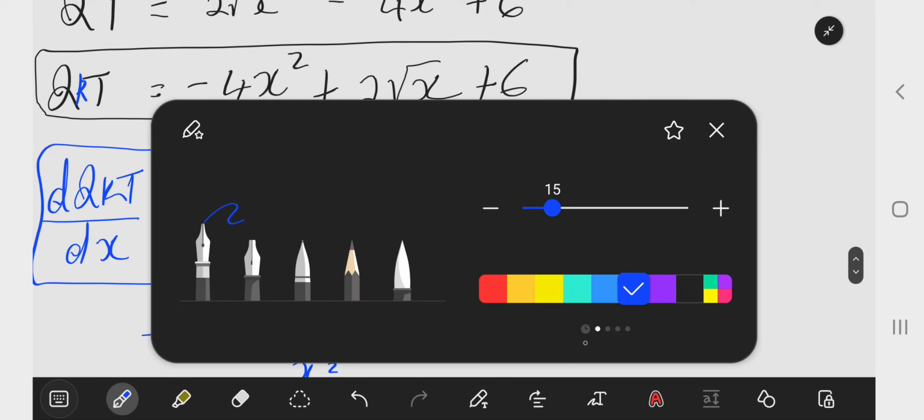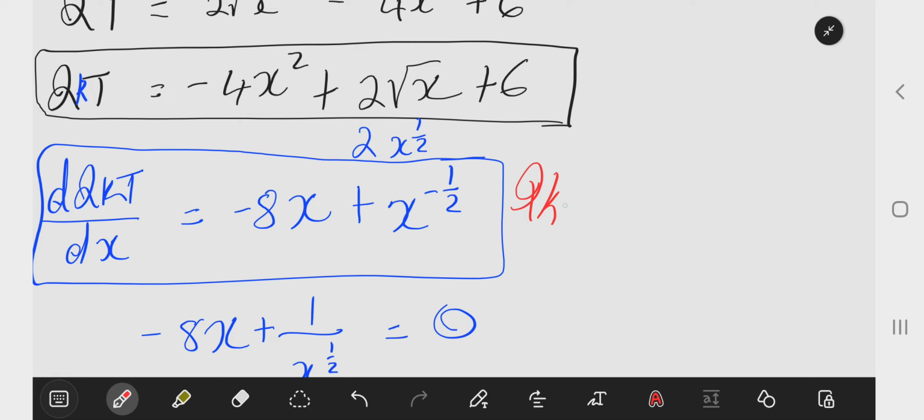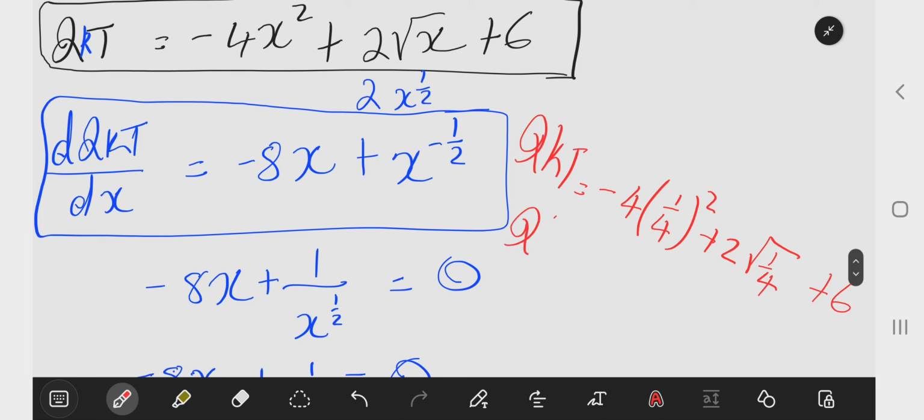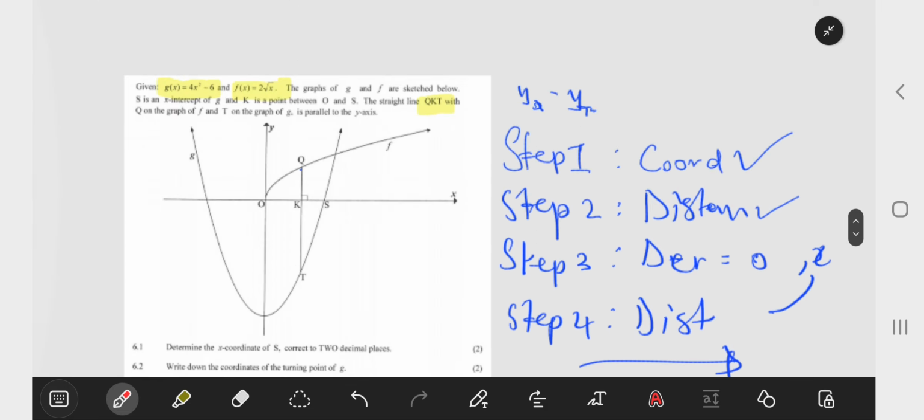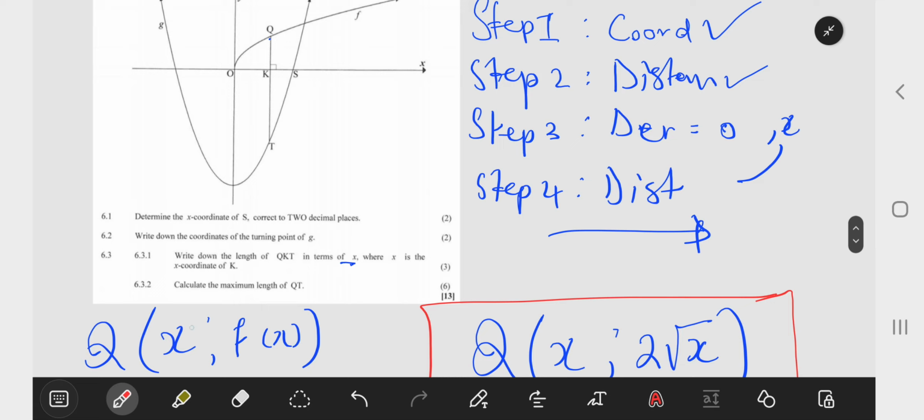So it means our distance, or the maximum distance QKT is equal to negative 4, lana sizofaka 1 over 4 plus 1 khona x of 1 over 4, right? Square root of 1 over 4, and then plus 6, and then QKT is equal to 6.75 units. So the answer there, like 6.3.2, calculate the maximum length of QT. So sesiyitholile ke.